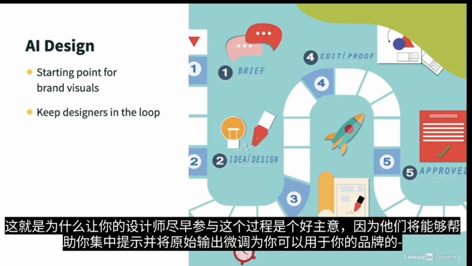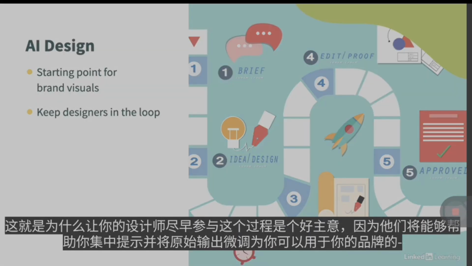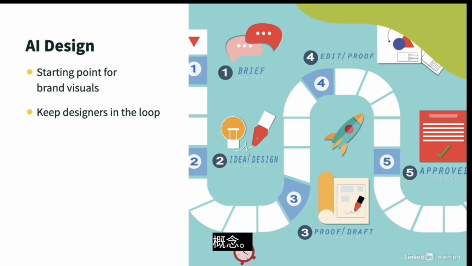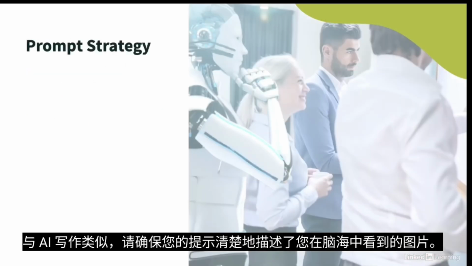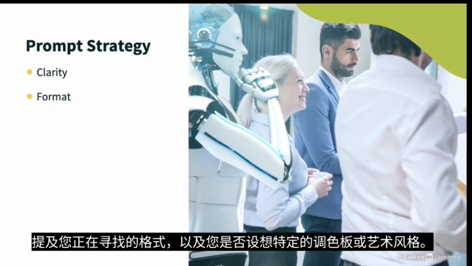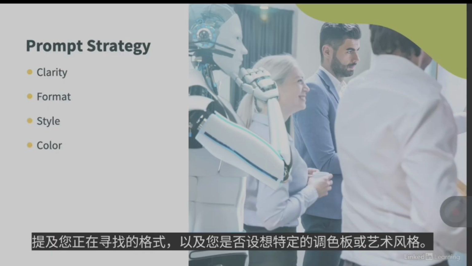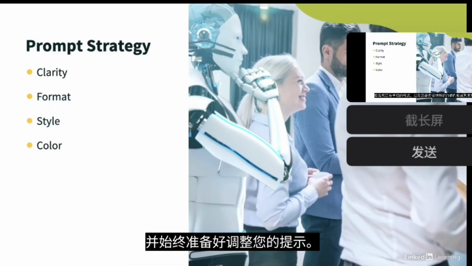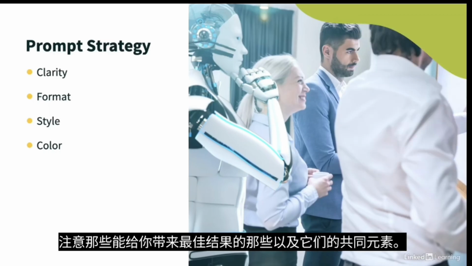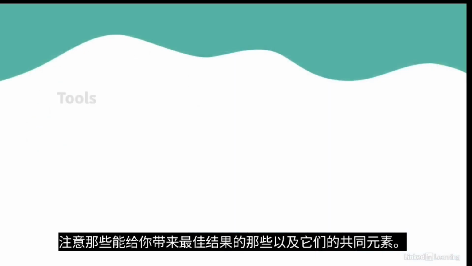That's why it's a good idea to get your designers involved in the process early, as they'll be able to help you focus your prompt and fine-tune the raw output into concepts you can use for your brand. Similar to AI writing, be sure your prompt clearly describes the pictures you see in your head. Mention the format you're looking for and if you envision a particular color palette or artistic style. And always be prepared to tweak your prompt. Pay attention to the ones that give you the best results and the elements that they have in common.